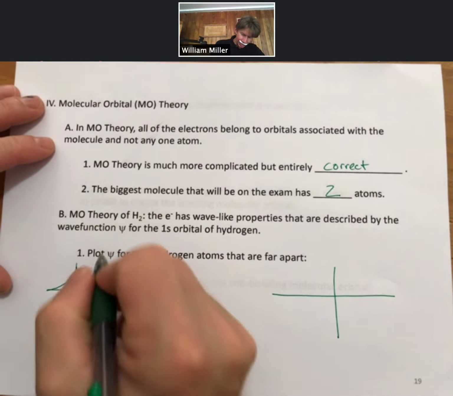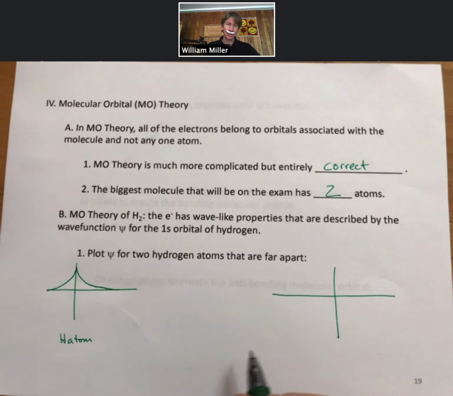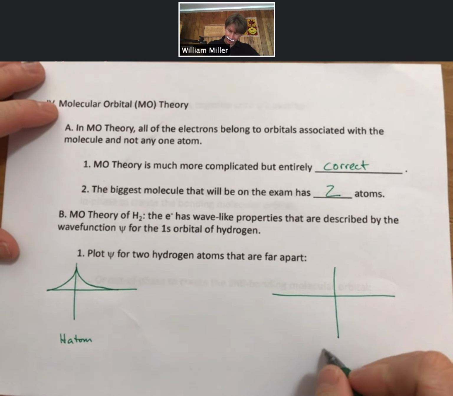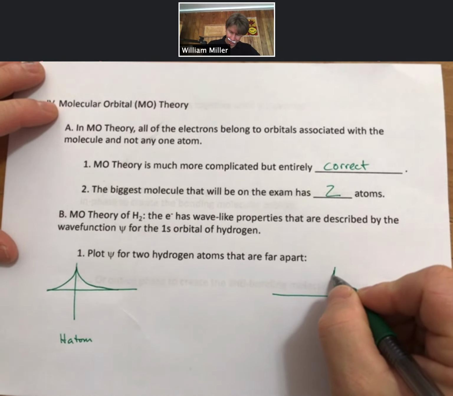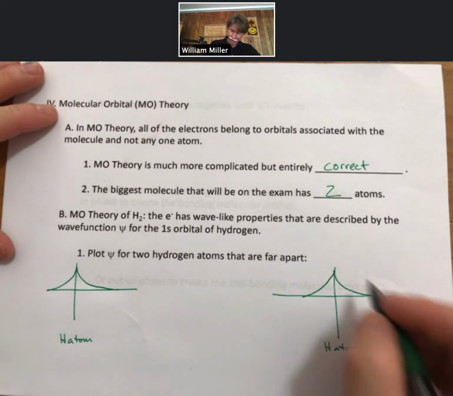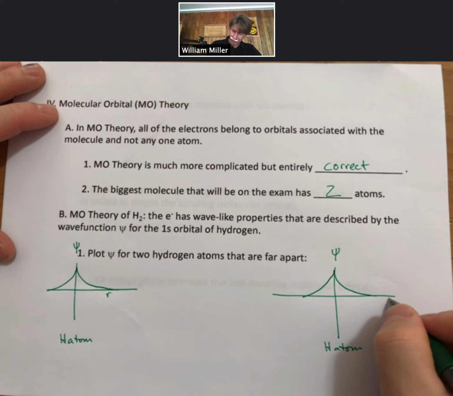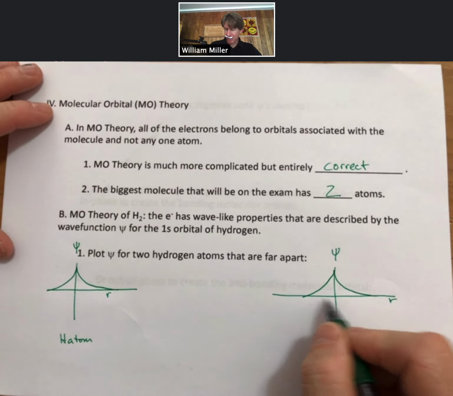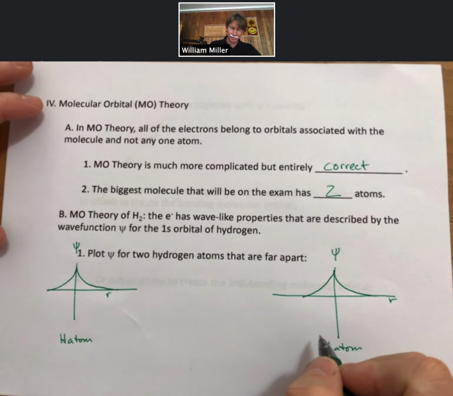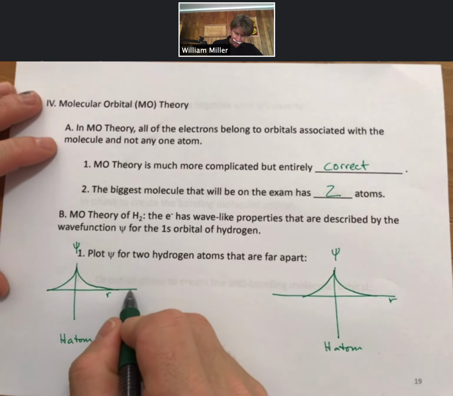And this is for a hydrogen atom, and it's describing the electron. And for another hydrogen atom far away, same thing. Again, supposed to be the same thing. And these are the wave functions as a function of radius and on each side of the nucleus. Nothing new there.